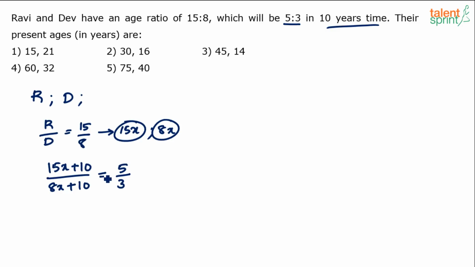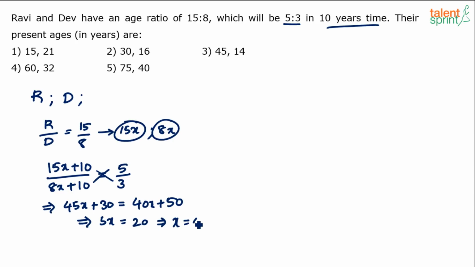So let's simplify this. What do you do? Cross multiply. Upon cross multiplication, what do we get? 15 times 3, 45x plus 30 equals 5 times 8, 40x plus 50. So 45x minus 40x, 5x, will be equal to 50 minus 30, 20, which implies x is equal to 4. 20 by 5, which is equal to 4. x is equal to 4.